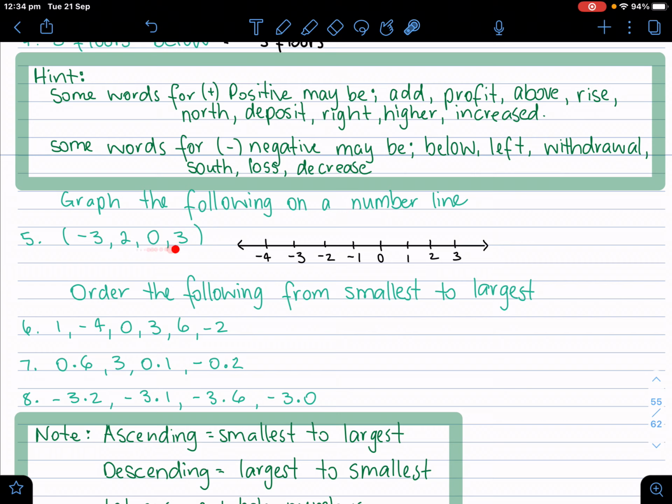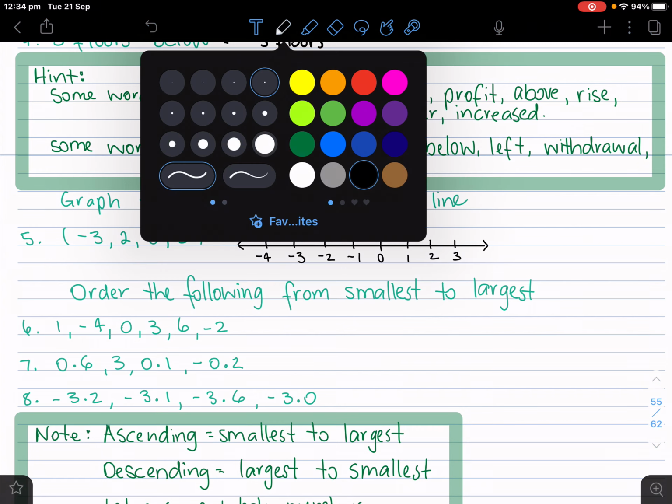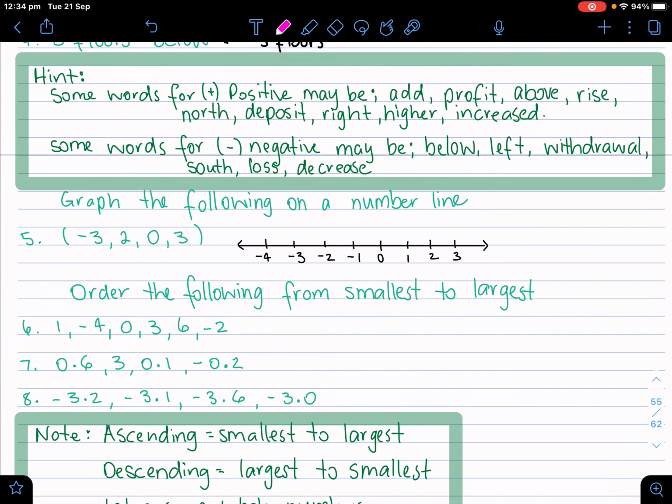So to graph these numbers on this number line, let's get another colored pen and say the first number it wants is -3. Well, -3 is going to go there. The next number it wants is 2. So 2 is that side of 0. And then he wants another one on 0. And the last one he wants is on 3. Not very hard, is it?